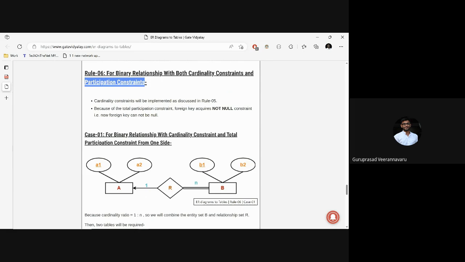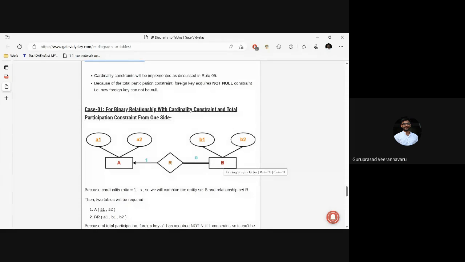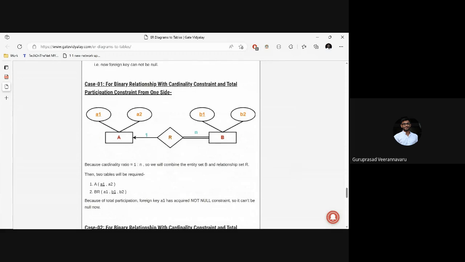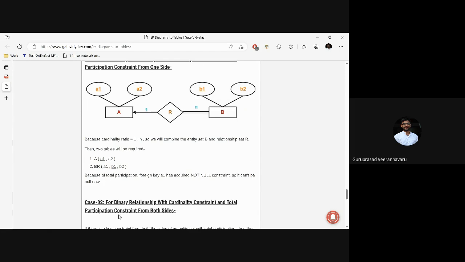This is like saying that a B will only exist if A is there. Okay. In such a case, how will we design? A will be separate because A is not dependent on anyone, but B will have A1 from the B side. Because it always has to be there, it becomes a foreign key. So A1 becomes a foreign key. If it was not total participation, A1 could have been unique. But now, because it always has to be there, it becomes a foreign key and it should not be null anytime.